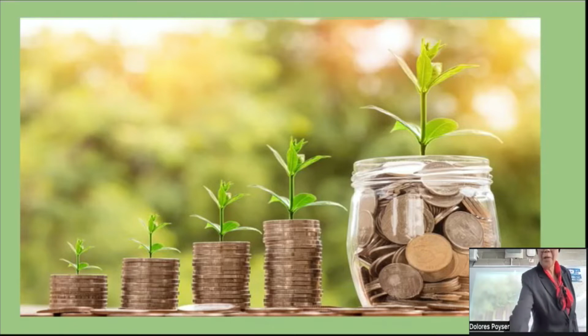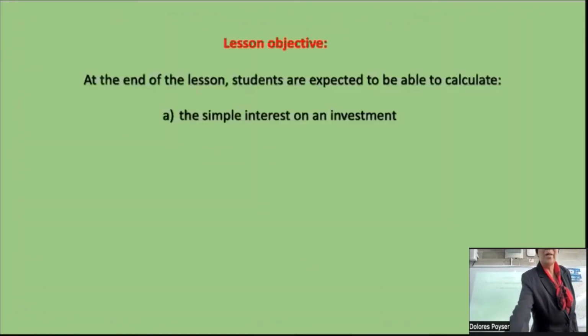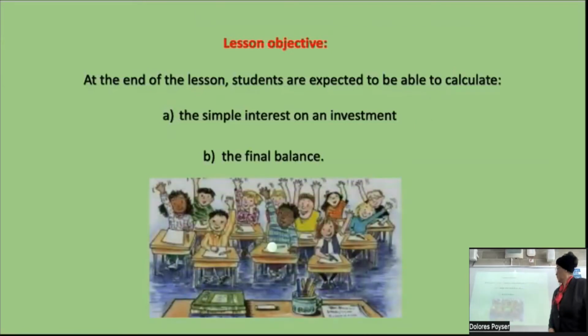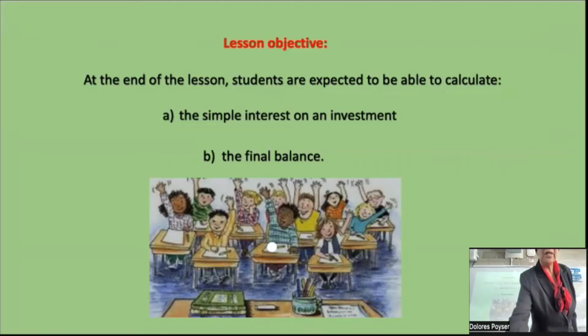So we have here the lesson objective. Right at the end of the lesson, students are expected to be able to calculate first the simple interest on the investment and the final balance. Okay. So, of course, if you invest something, then it will earn simple interest, right? So your investment will grow, just like the one that you've seen with the plant growing and with the number of coins getting more and more. Okay, so that's investment. All right.